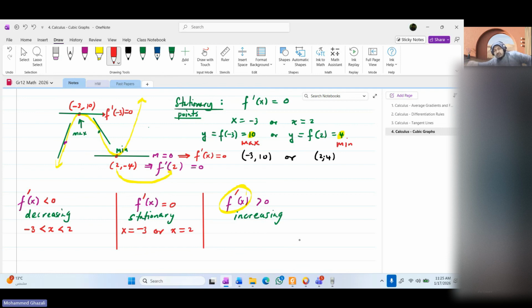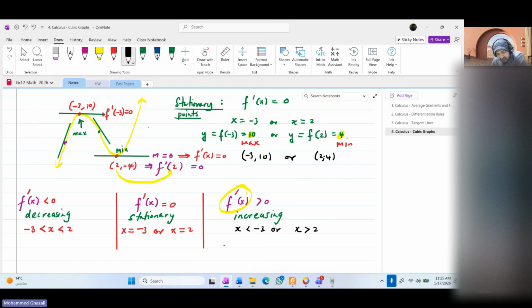Mishka, you want to try the last one out? When is it increasing? Would it be when x is less than -3? Yes, x is less than -3, or when x is bigger than 2. Good. Yeah, excellent.